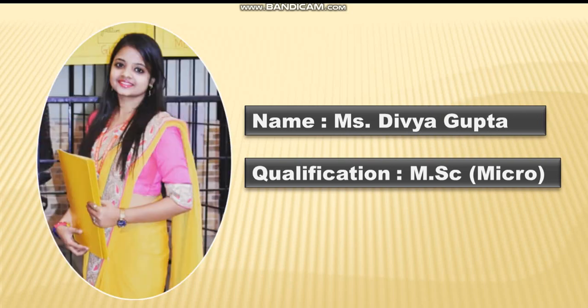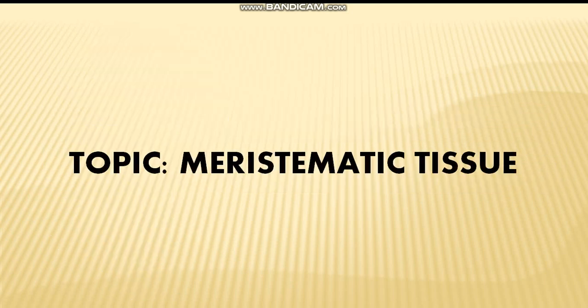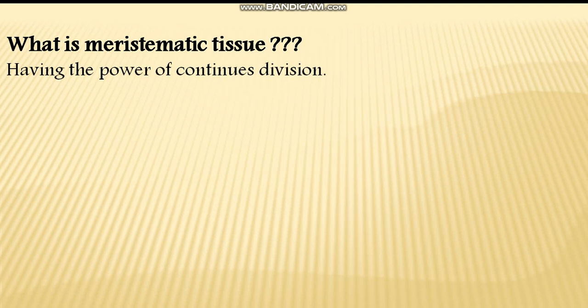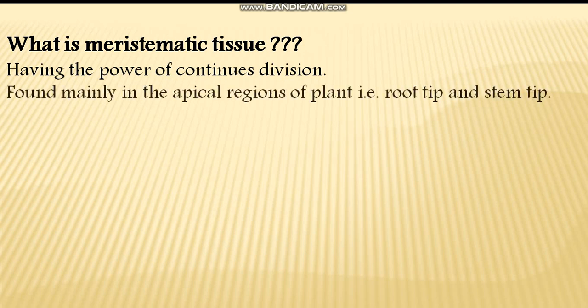Myself Divya Gupta. Today we will learn about the topic meristematic tissue. We all are completely familiar with the word tissue. Tissues are the structurally and functionally similar group of cells that are performing a particular function. Now, the meristematic tissues are the continuously dividing group of cells. They are mainly found in the apical regions of the plant, that are the root tip and the shoot tip.